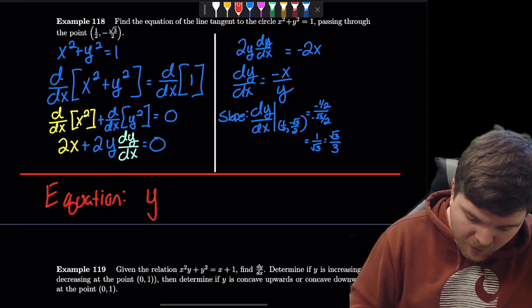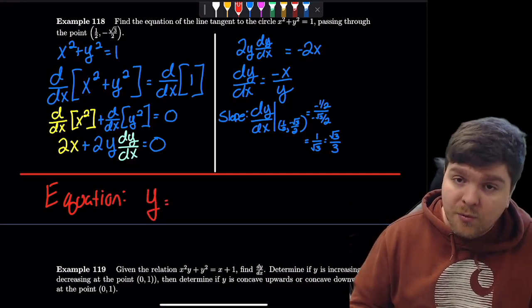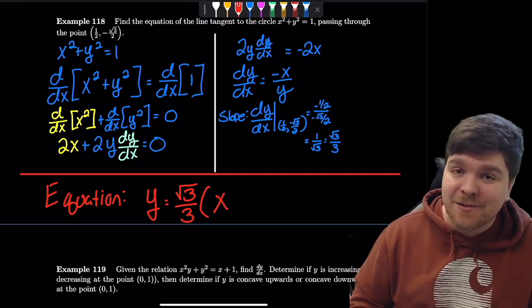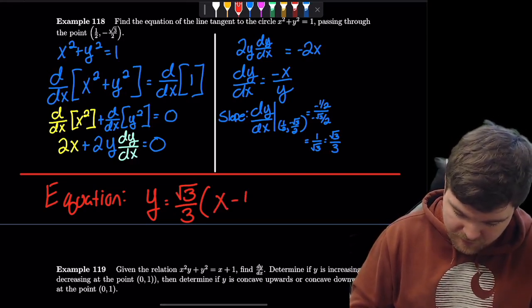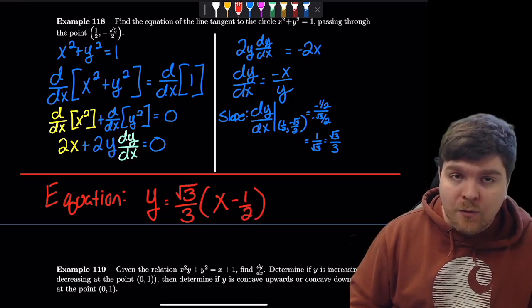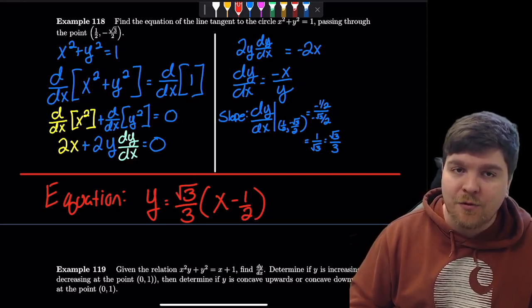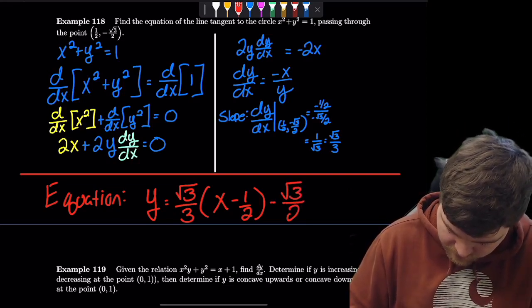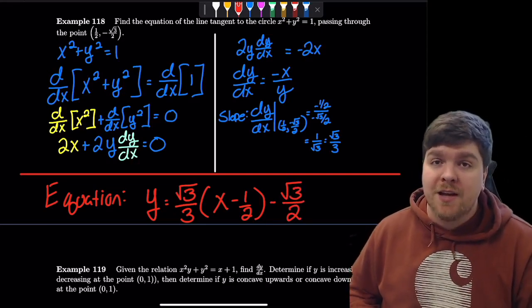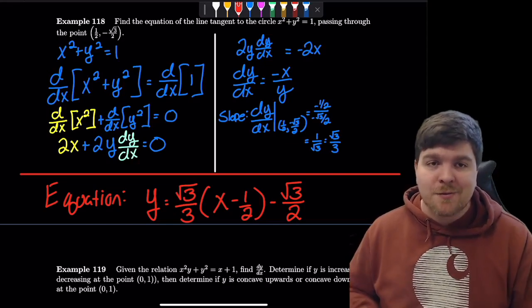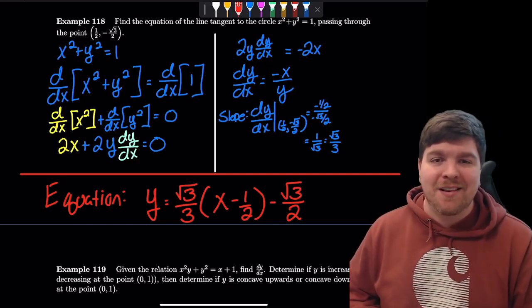And that'll be y equals our slope, which is root 3 divided by 3, times x minus the x coordinate of our point, which is 1/2, plus the y coordinate of our point, which is negative root 3 over 2. Now, we could take this a few steps further and take it down into slope-intercept form, but because that was not asked for in the instructions, I'm going to go ahead and leave the answer here.